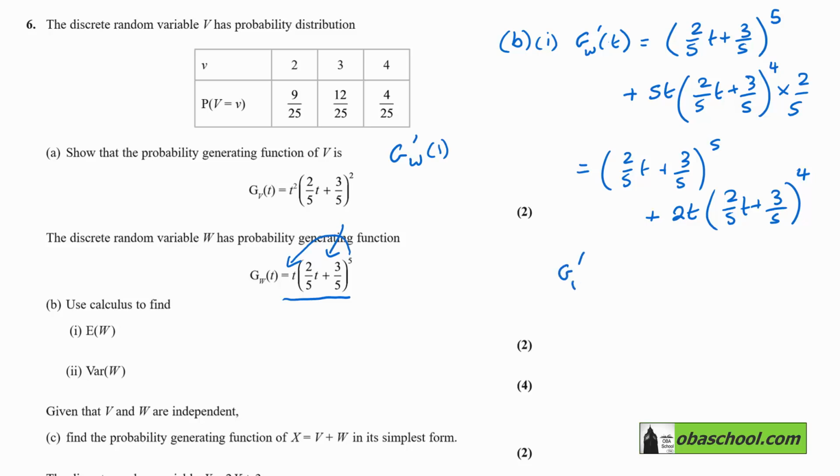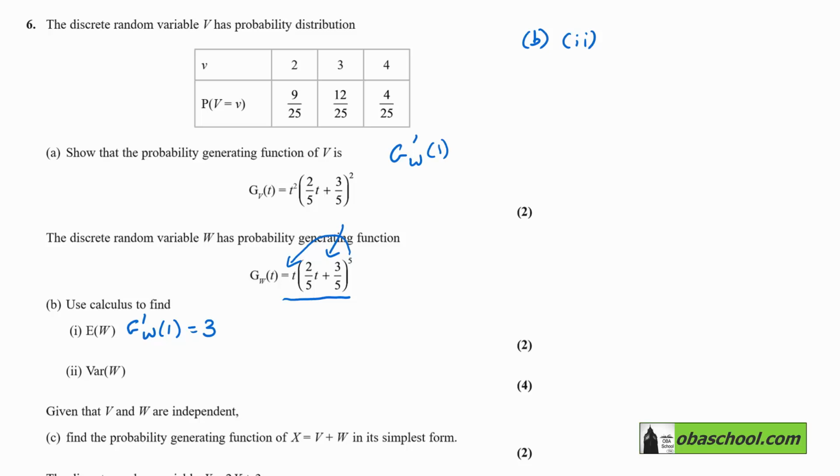So G'_w of 1 is going to be, so here we're going to get 2/5 plus 3/5, which is 1 to the power 5, which is just 1. And then here we'll get 2 times 1. And again, the bracket will end up being 1 to the power 4, which is 1. So we've got 1 plus 2, which is equal to 3.